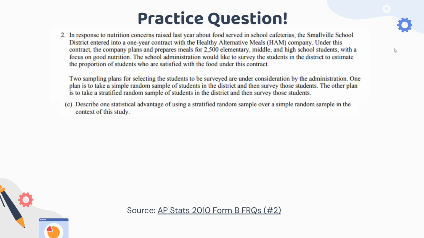And that's all in terms of sample methods. So now we're going to do a practice question. This shouldn't take long. And given that context, describe one statistical advantage of using a stratified random sample over a simple random sample. Essentially, why a stratified random sample could be better than a simple random sample. So you got to read the context and then explain accordingly.